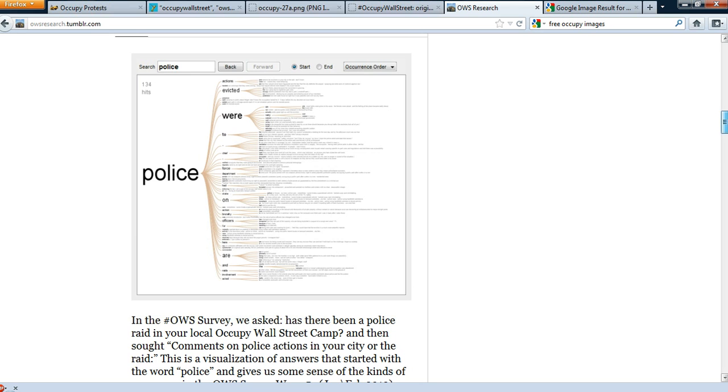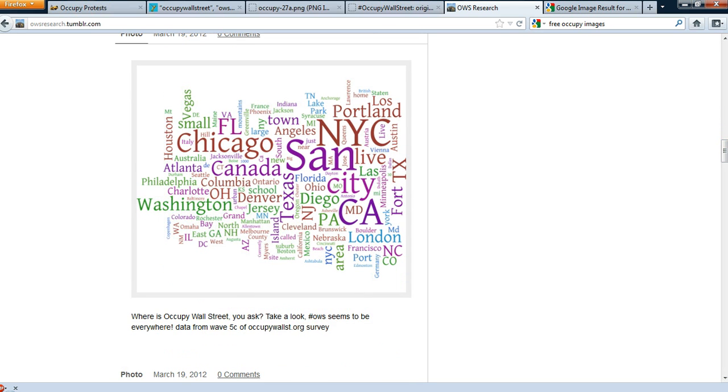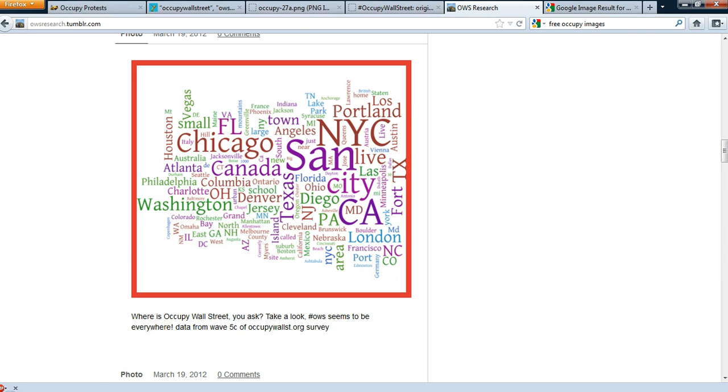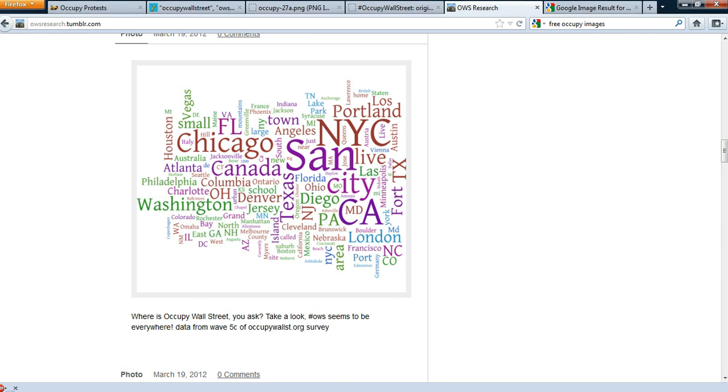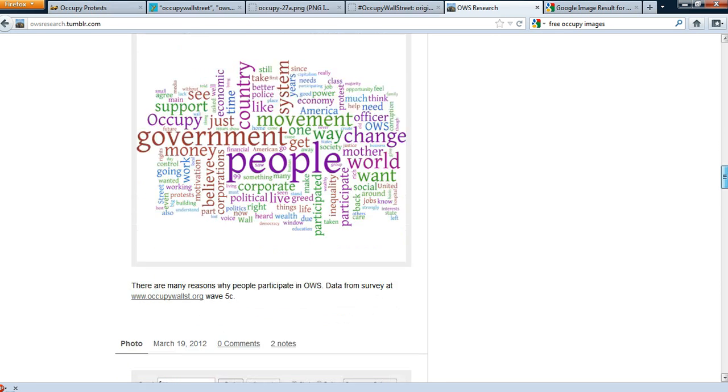So here are two more examples. This one is a word cloud showing the geographic spread of Occupy Wall Street, and while not surprisingly NYC immediately stands out, so does the word San for many cities with that prefix, along with many US states and different countries. So this word cloud expands on the first map that we looked at, providing us with more information about where occupiers are concentrated.